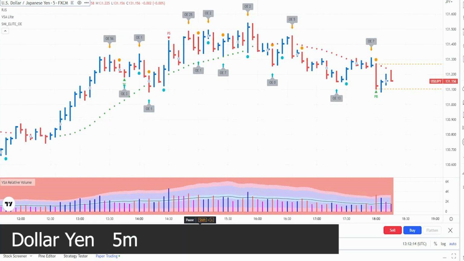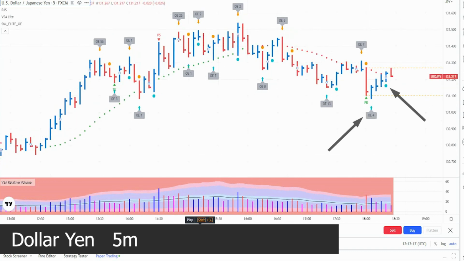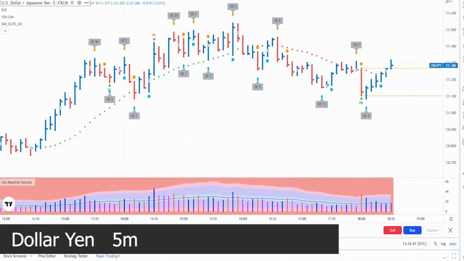This is a 5-minute chart, and a potential buying indicator has appeared here, and the lower and upper trigger lines have been drawn. We're now looking for a long trade. 4 bars later, the SMI indicator appears. This blue dot is the confirmation signal. Once the short-term trend indicator has turned green, we entered at 131.286.